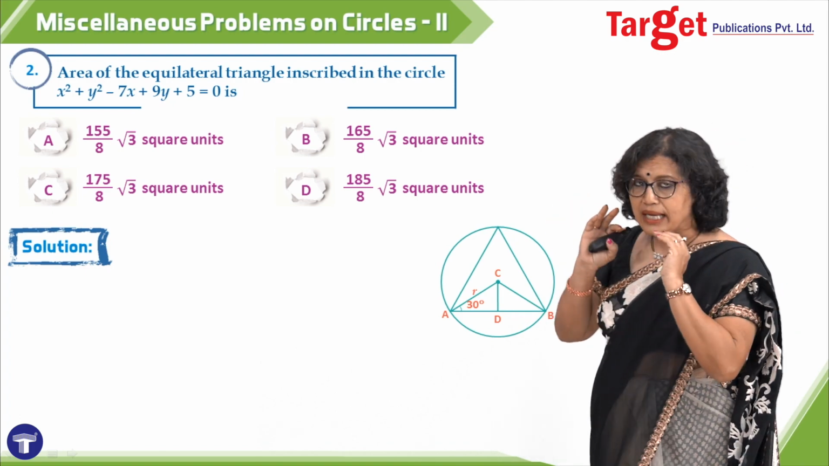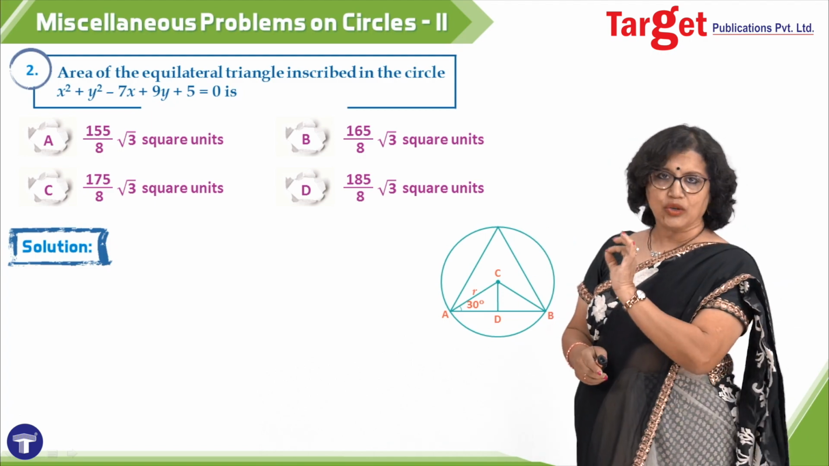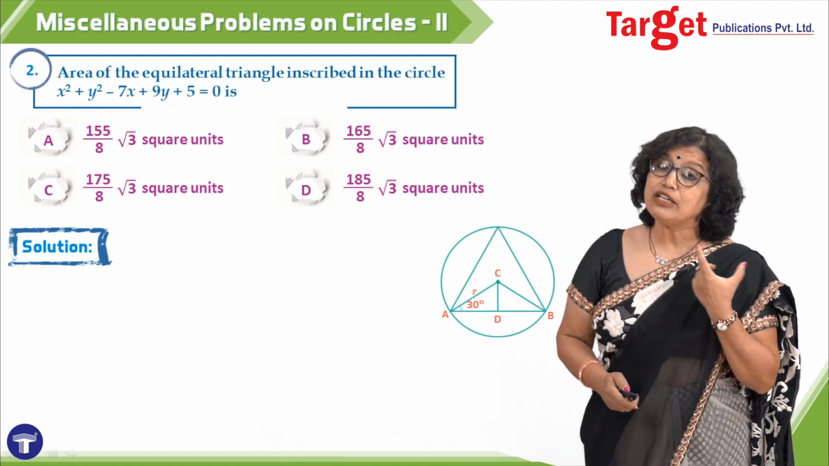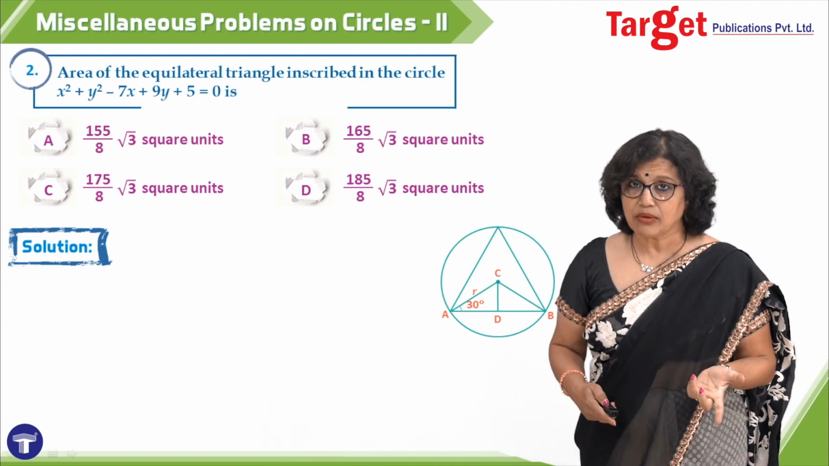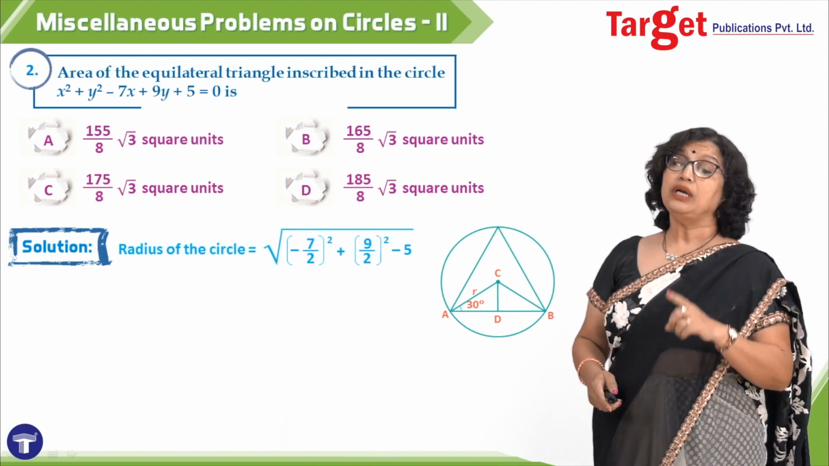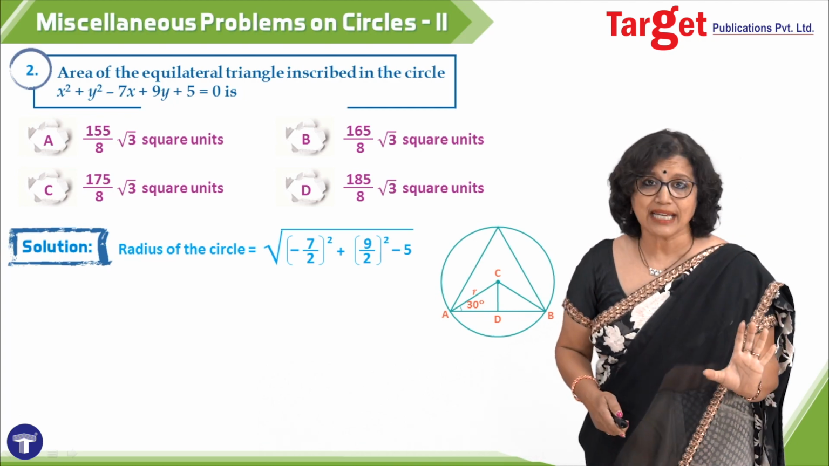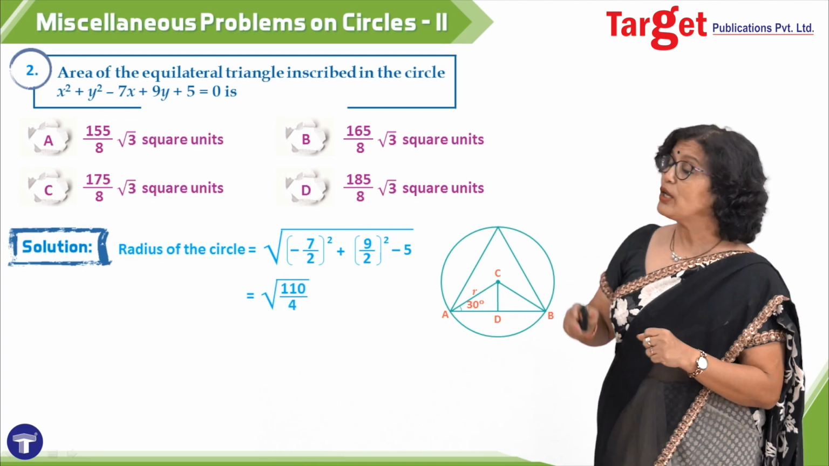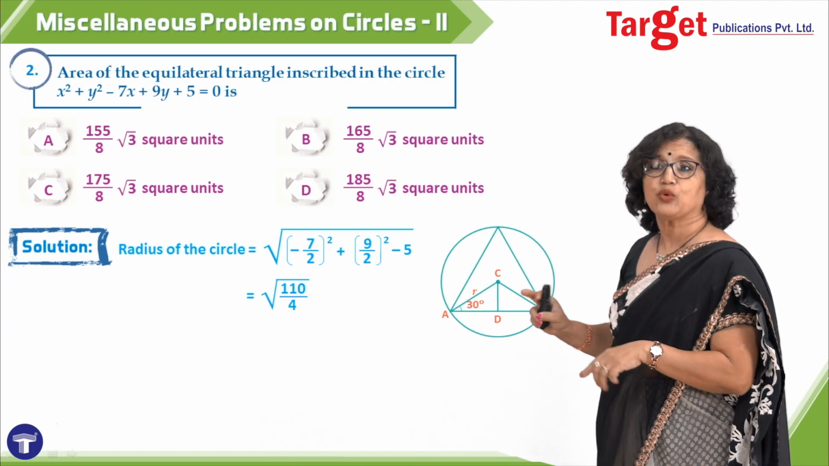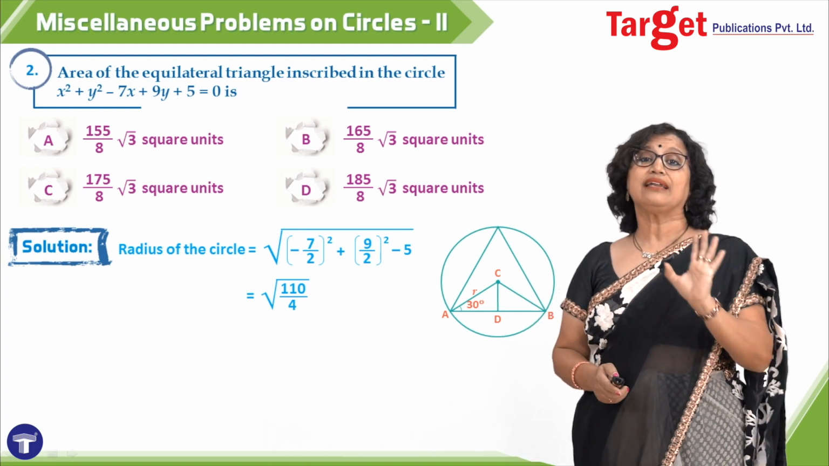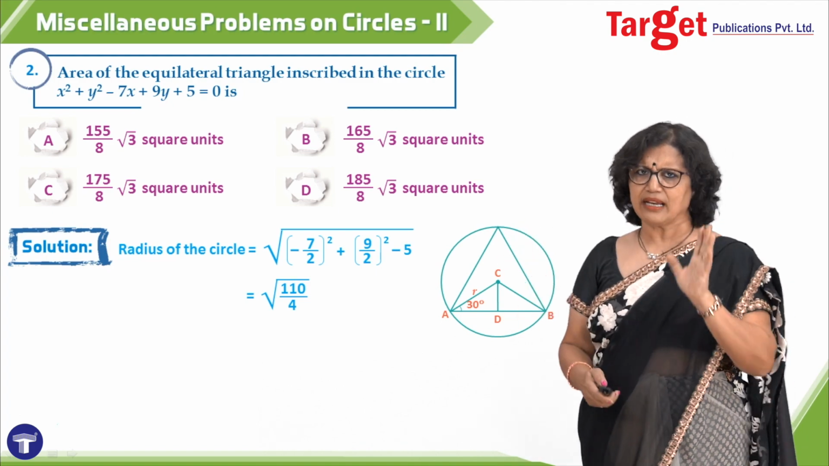And then for my convenience, keeping some further steps in mind, I have shown that I have joined A to C, C to B, etc. Our job is to get the equilateral triangle's area, for which the radius is required, correct? An equation of the circle is given to you. Using the formula under root g square plus f square minus c, you can always get the radius, correct? So I go for that. My g in this case is minus 7 by 2. F in this case is 9 by 2. Substitute those values. C is 5 and we get radius as under root 110 by 4. Right? I'm not simplifying at this stage. Later we may do it.